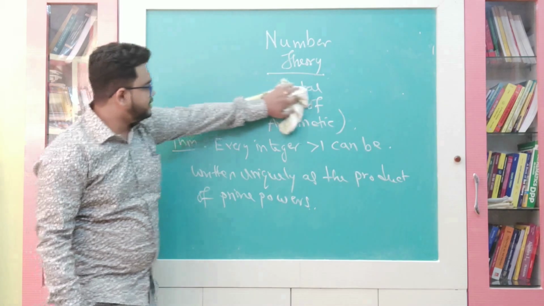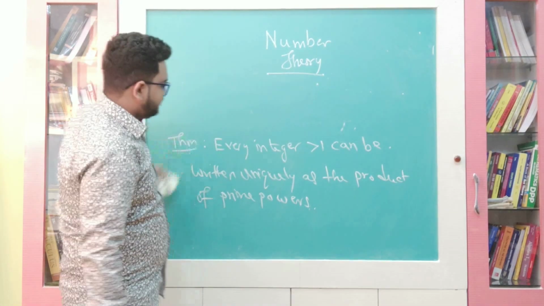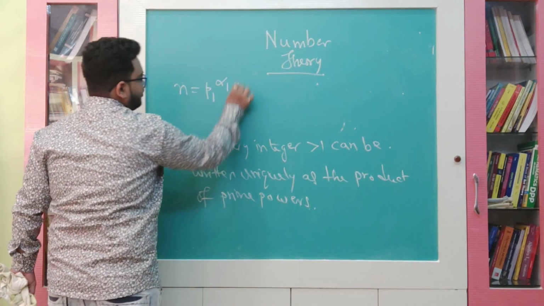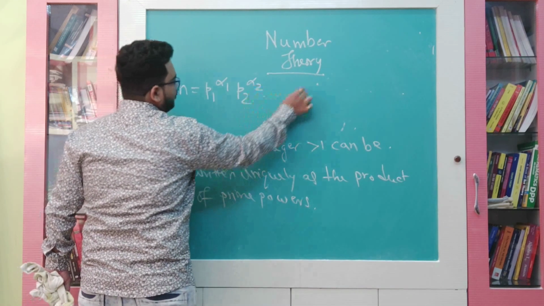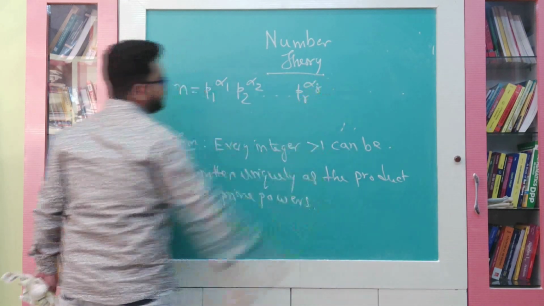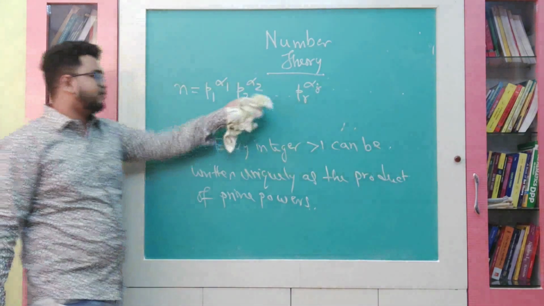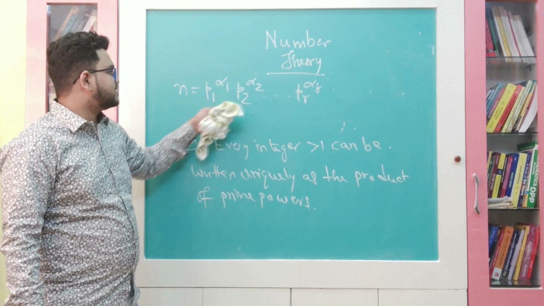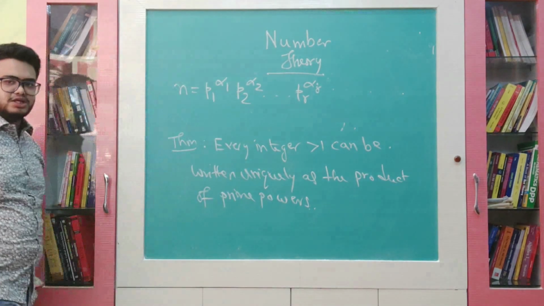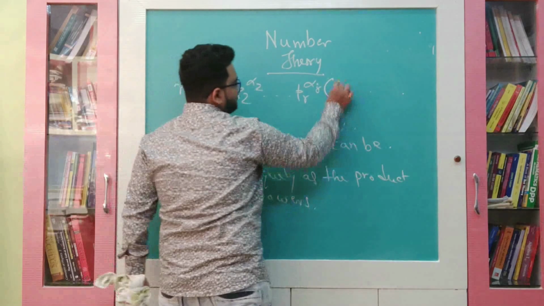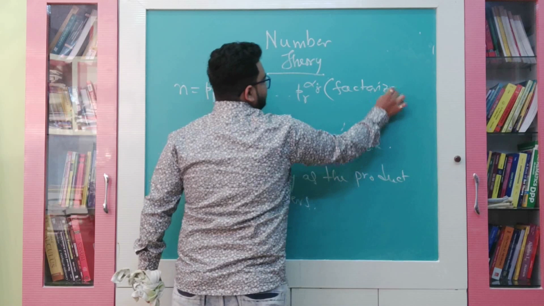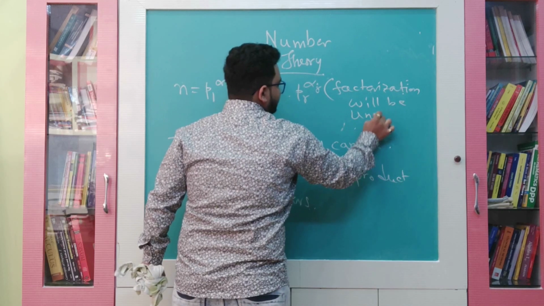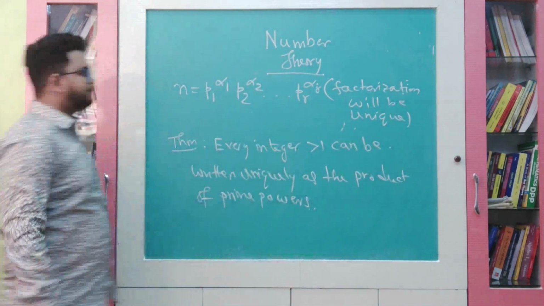Okay, so I am using this part. Suppose n is an integer, so the theorem says it can be written as p1^alpha1, p2^alpha2, ..., pr^alphar in a unique way. I mean, the arrangement of the product doesn't matter. That's not the uniqueness. Uniqueness means this expansion, this factorization, will be unique.